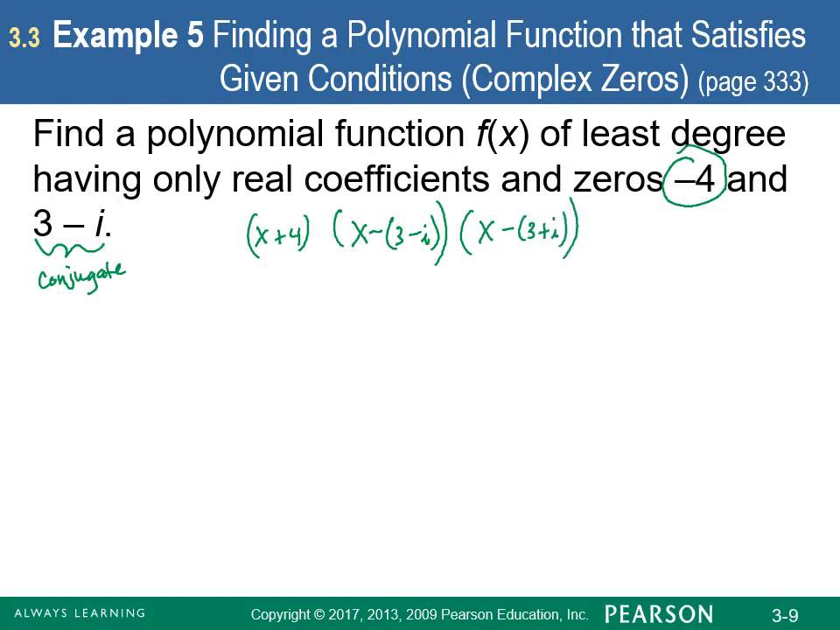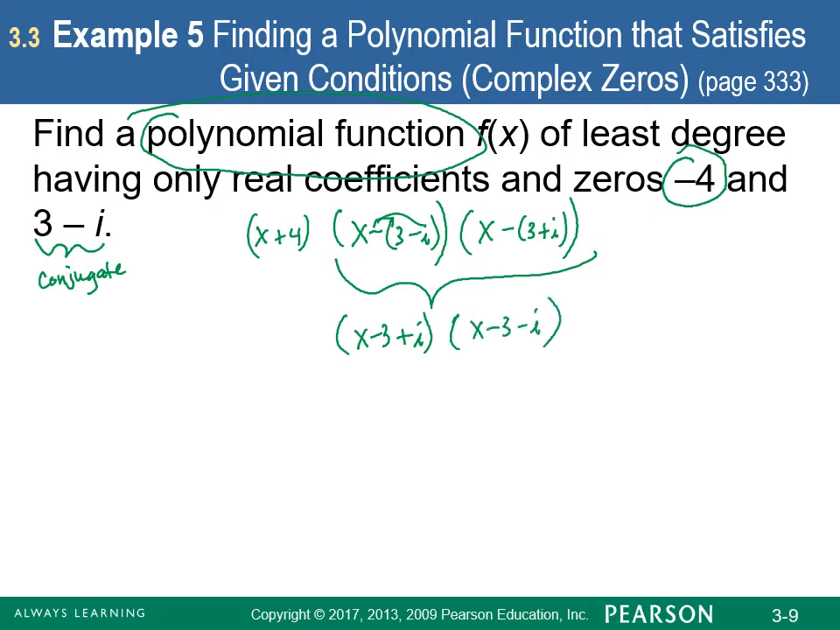Now, since we're supposed to be writing this as a polynomial function, and that is not a polynomial function with all the i's in it, we need to simplify this sum. So we're going to take these and multiply them out. So this first factor is x minus 3 plus i when you distribute the minus sign. And the second factor is x minus 3 minus i.